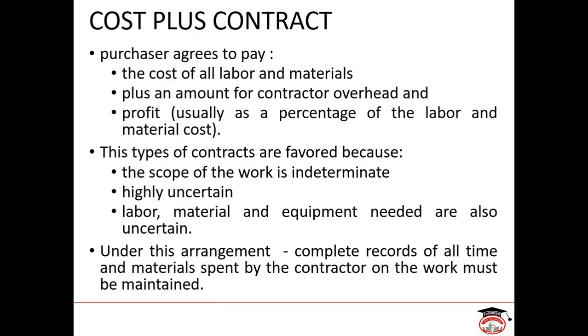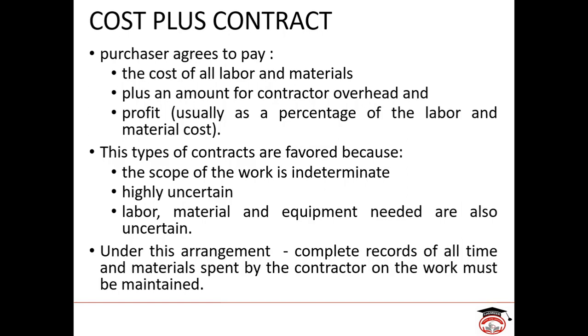Cost plus contract. In this type of contract, purchaser agrees to pay the cost of all labor and material plus an amount for contractor overhead and profit, usually a percentage of labor and material cost. So there is a fixed cost which is calculated at actual labor cost and material cost, and in that some contractor overhead is added for transportation and other overheads, and some profit is added as a percentage of labor and material cost.